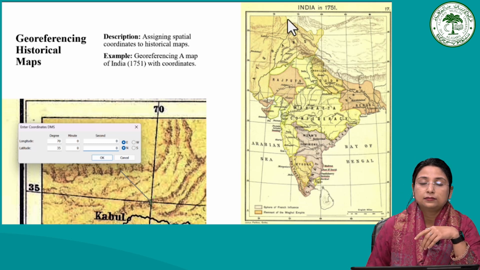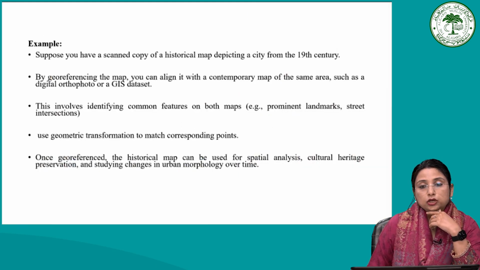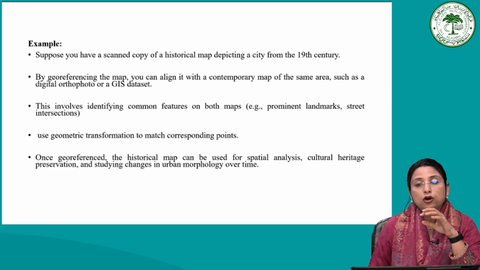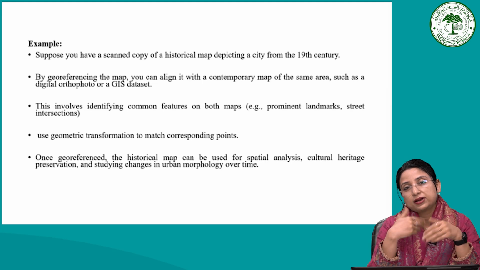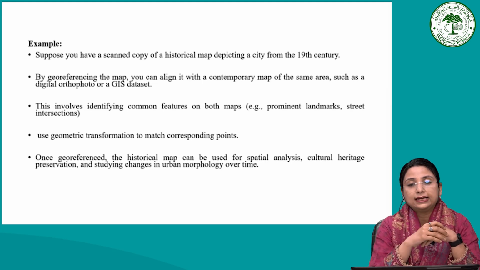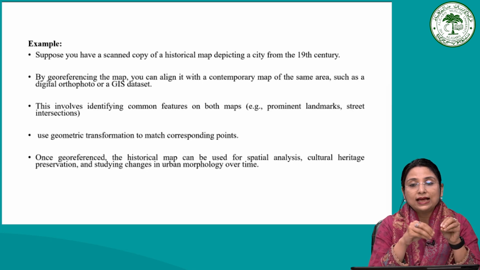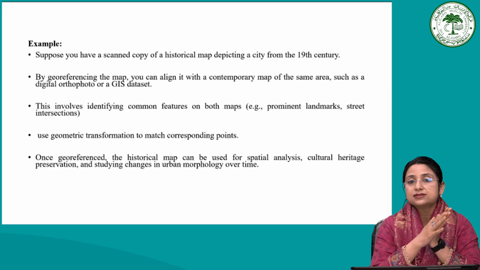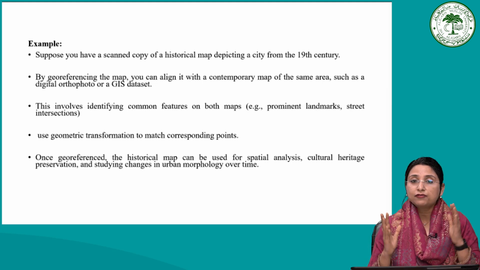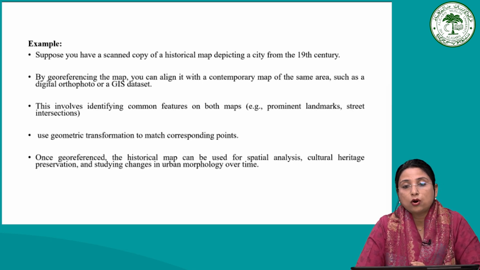You can see here one of the historical maps on the screen. Suppose you have a scanned copy of some historical map that may represent a city from the 19th century. Then by georeferencing this map, you can align it with a contemporary map of the same area, meaning the recent or referenced map of the same area, such as a digital orthophoto or a GIS dataset.